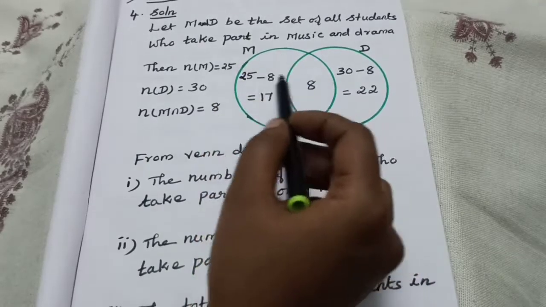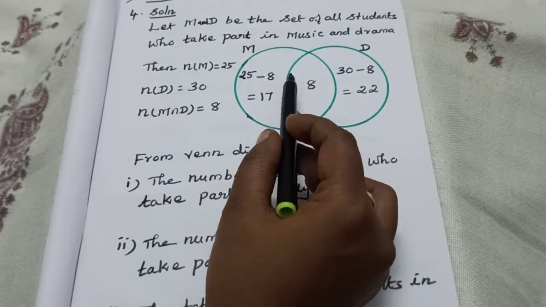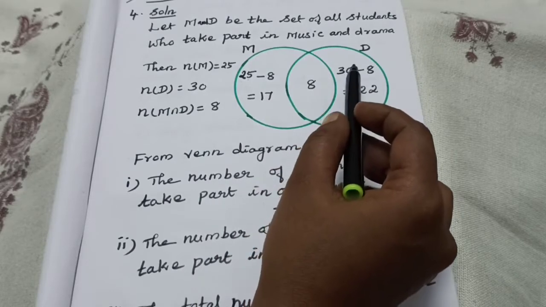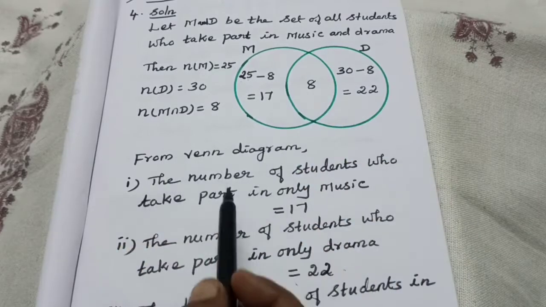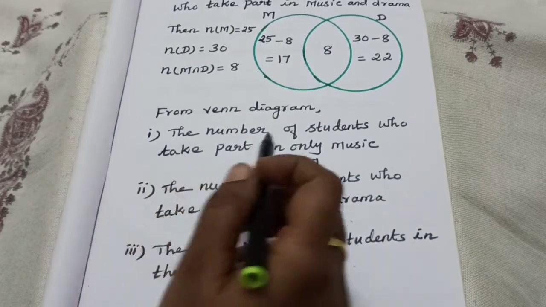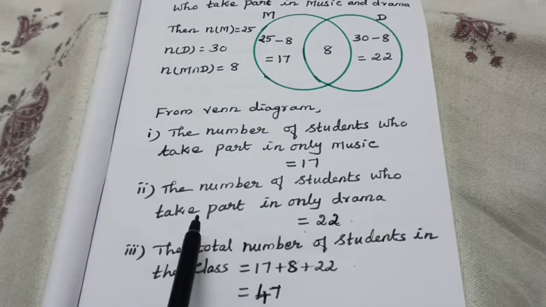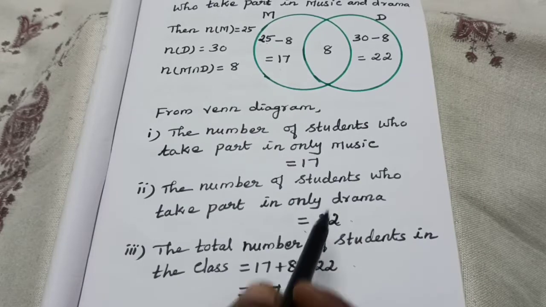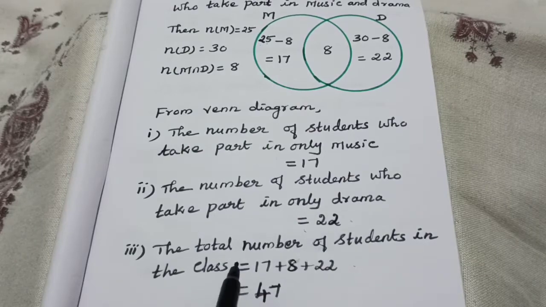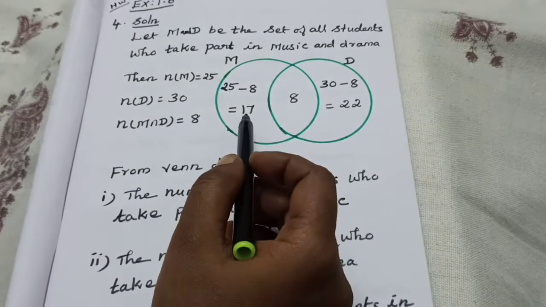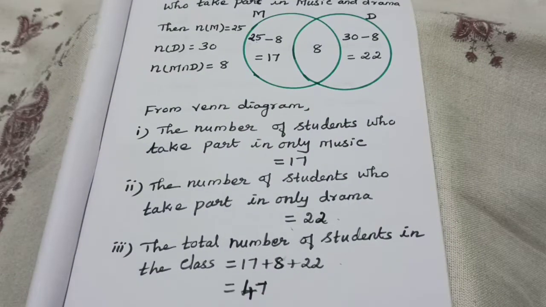From there we have to subtract. Only music means 25 minus this 8. Only drama means 30 minus this 8, equal to 22, isn't it? From the Venn diagram, our first question answer, the number of students who take part in only music, is 17. Then the number of students who take part in only drama is 22. The total number of students in the class, fully you should add it: 17 plus 8 plus 22. 47 is the answer. Did you get the answer?